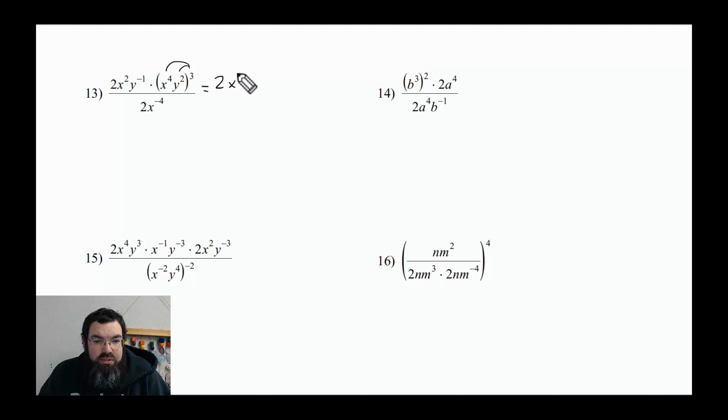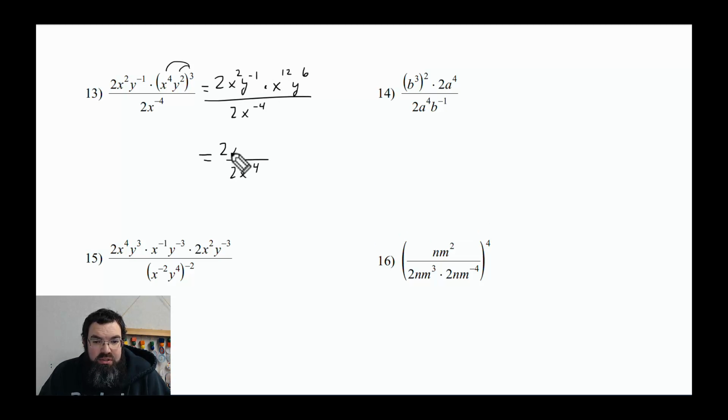So 2x squared y to the -1 times, now I multiplied here, I get x to the 12, y to the 6, divided by 2x to the -4. Now, I got rid of my parentheses. That's fantastic. So let's look up top now. Let's combine stuff just up top. So my denominator is going to stay as 2x to the -4. My numerator is going to be 2.